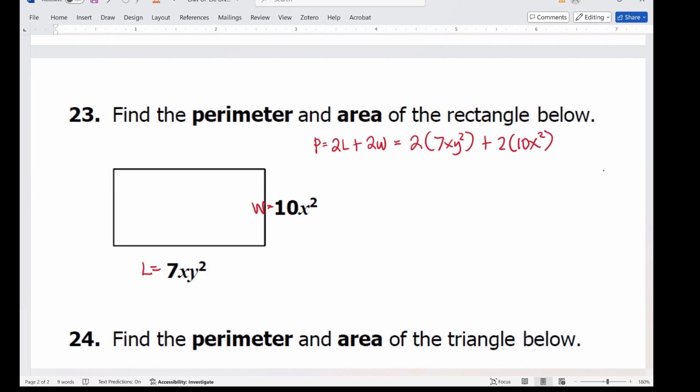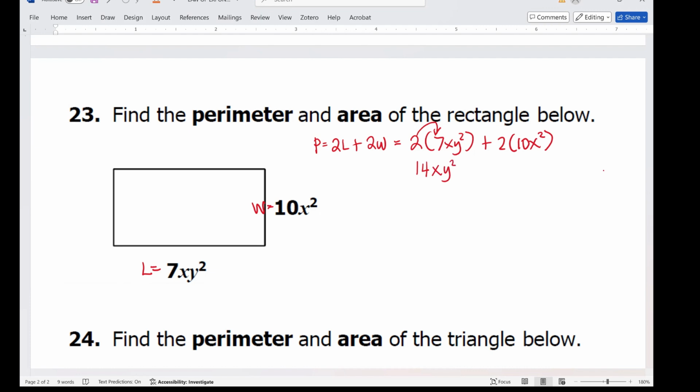So now I use the formula. I plug in the value of length and the value of width. I'm going to do the algebraic expression. So by rules, if you're multiplying a number to a monomial, we only multiply the coefficient. So I'm going to multiply 2 times 7. That's going to be 14. And the rest, I'm just going to copy those variables and exponent.